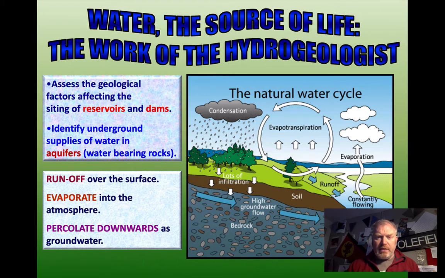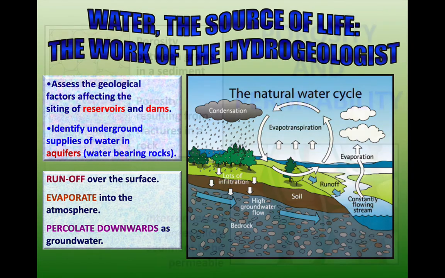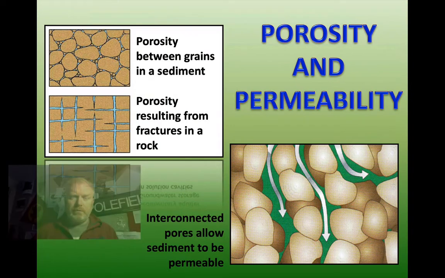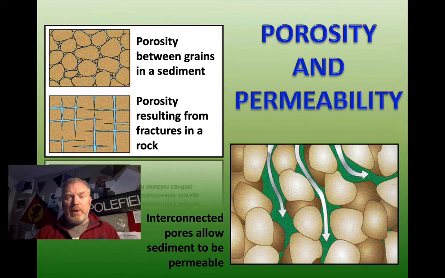When it gets there, it can flow, just as water on the surface can flow, and also can be stored there and can be a vital source of water supply. Now, for this to happen, there has to be some space within a rock for water to be stored. We call this porosity. You should have watched the introductory video by now to find out a bit more about what porosity is.